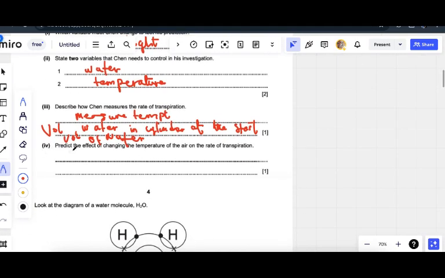Now let's go to, predict the effect of changing the temperature of the air on the rate of transpiration. So changing the temperature affects the rate of transpiration. If you increase the temperature, then the rate of transpiration increases. I'll use this for increment. Increase temperature. If you increase temperature, it increases the rate of transpiration.